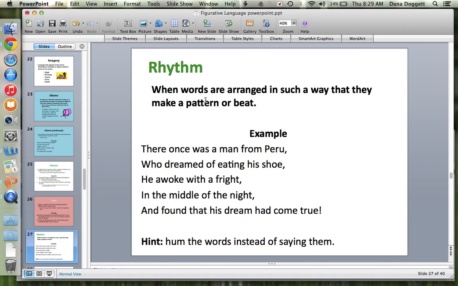So rhythm is when words are arranged in such a way that they make a pattern or beat. It's usually easier if you read it out loud to see the rhythm in something.